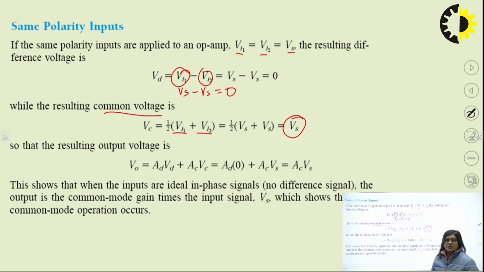Now we will find the output voltage, it would be equal to AD VD plus AC VC. So by putting the values here, we will have AC VS. So this shows that when the inputs are ideal in-phase signals, so no difference signal, the output is the common mode gain times the input signal.